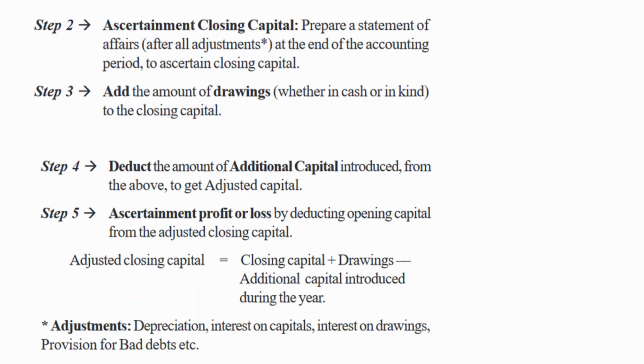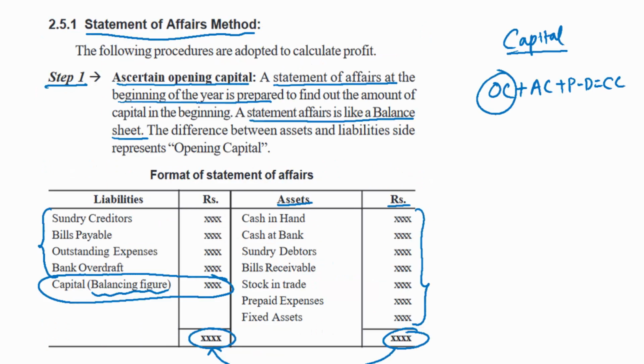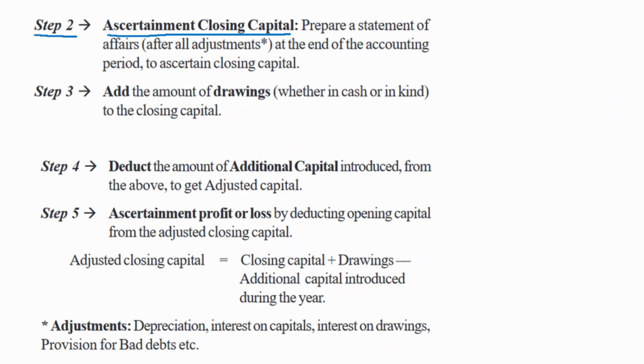Then we'll take step 2, where we have to ascertain the closing capital. It is also very similar to the way in which the opening capital was ascertained, but the only difference is we have to ensure that if any adjustments are there, they should be taken into consideration. So we have to prepare a statement of affairs after all adjustments at the end of the accounting period to ascertain the closing capital. So now we have the opening capital, and we also have the closing capital.